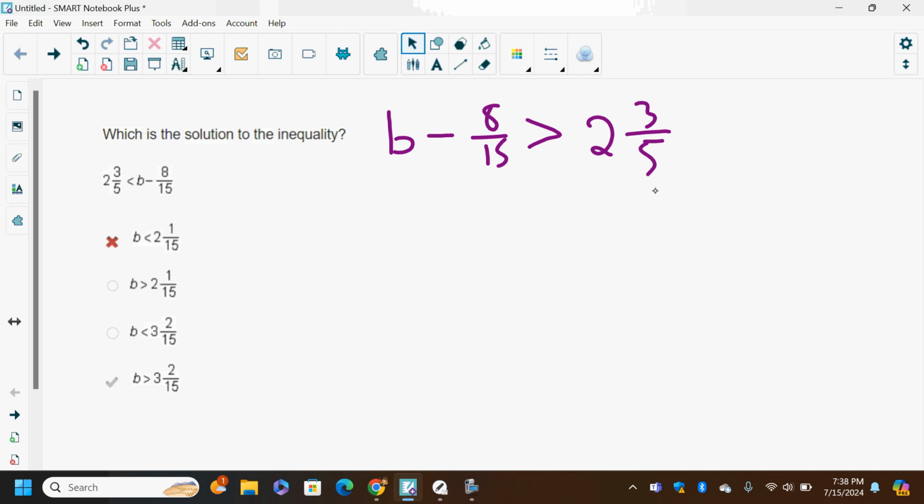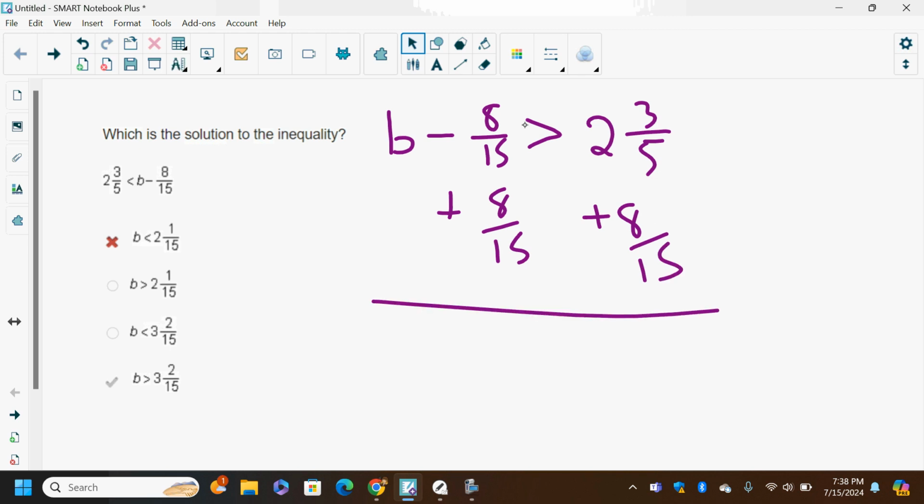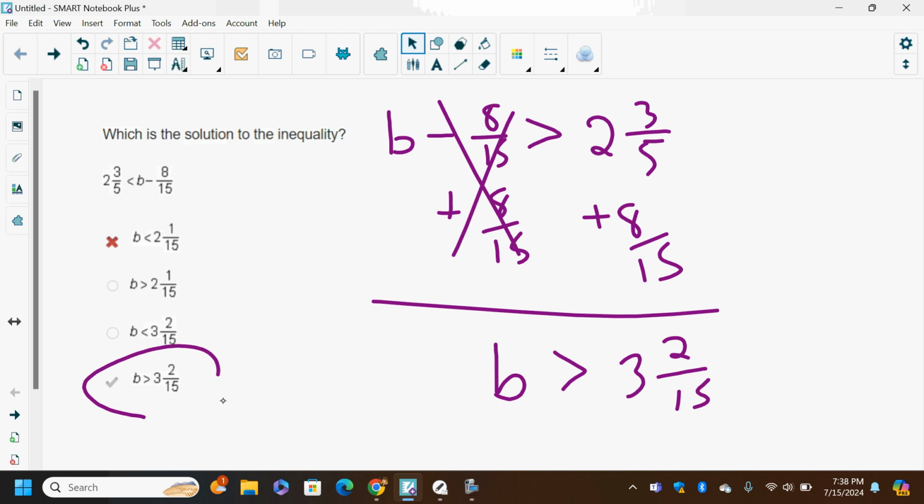So then, to get b by itself, I'm going to add 8/15 to both sides. These are going to cancel out. I end up with 3 2/15. Since I didn't multiply or divide by a negative number, it's going to be greater than. So the correct answer is b is greater than 3 2/15.